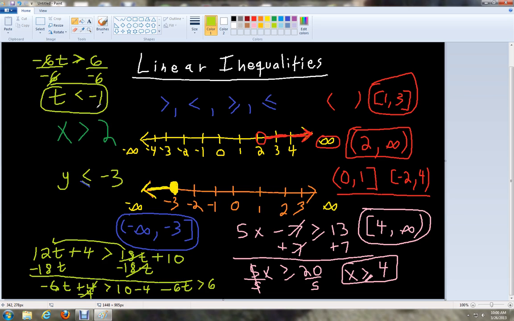So our solution is going to be, when we start way to the left, less than, that's negative infinity, and comma, go all the way up to negative 1. And since there's no equal sign, just less than, then we just have parentheses. So negative infinity, negative 1, open interval.